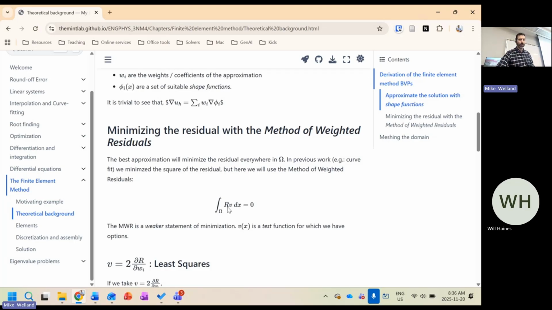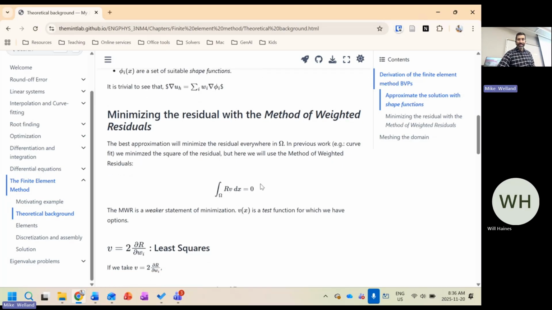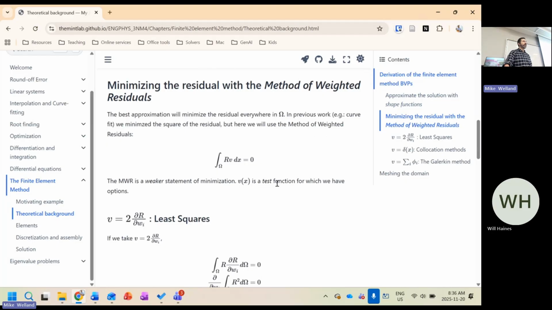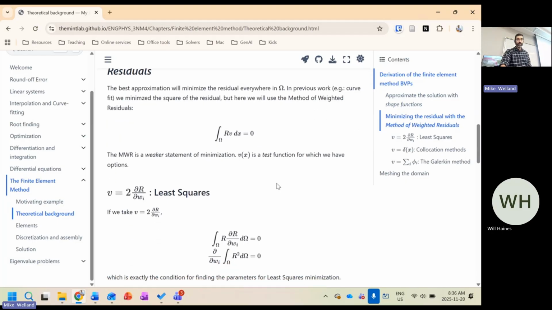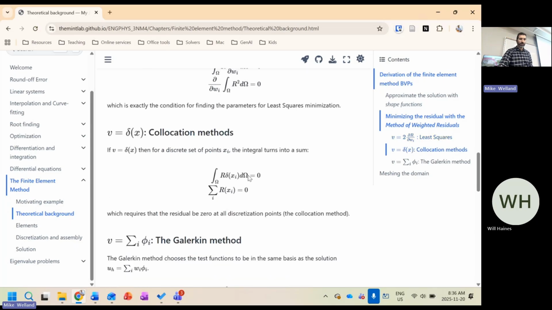And instead of this r squared, we wrote this out as RV. V is called your test function. We're about to explore that in terms of a different formulation too. It could have different forms, right? The most trivial one is 2 dr by dw. W is your weights, right? And if you plug that in there, then what you're doing is minimizing r squared again. Okay, that one's kind of obvious.